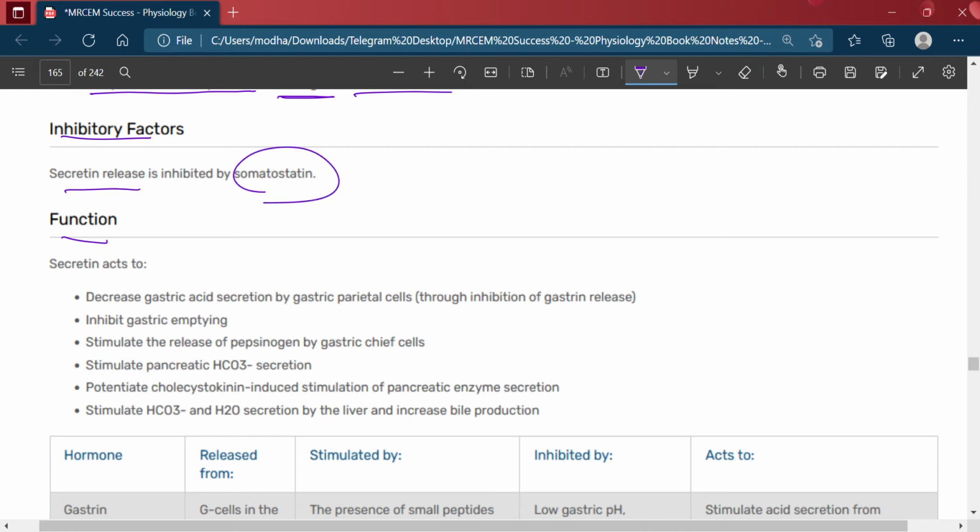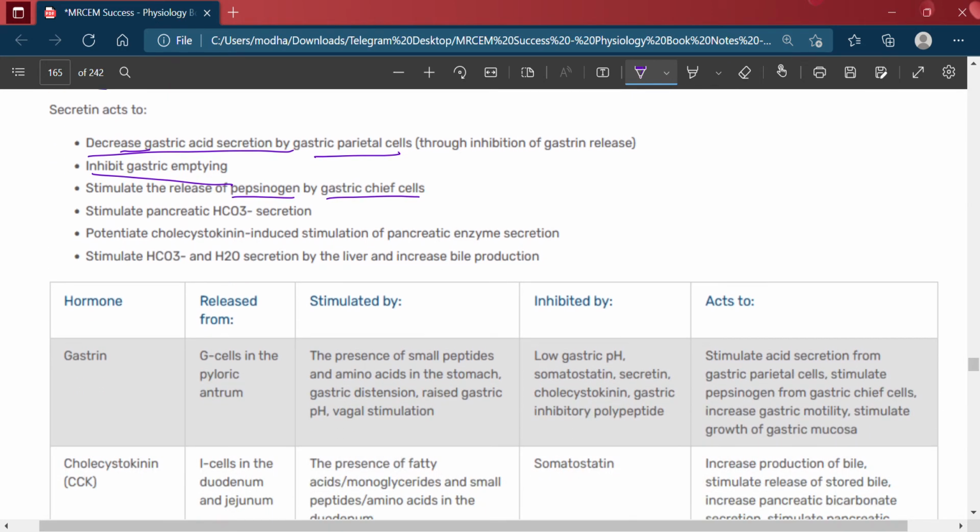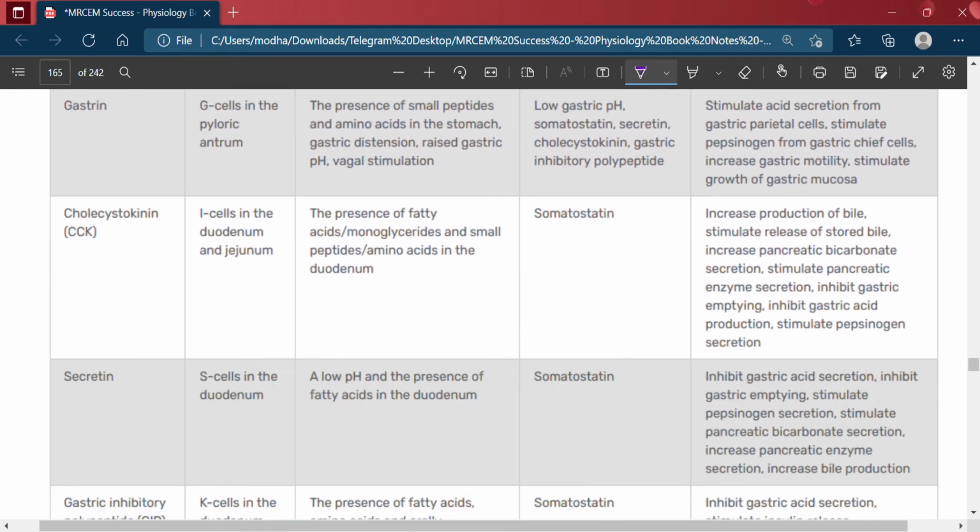Function: decrease gastric acid secretion by gastric parietal cells, inhibit gastric emptying, stimulate the release of pepsinogen by gastric chief cells, stimulate pancreatic bicarbonate secretion, potentiate cholecystokinin-induced stimulation of pancreatic enzyme secretion, and stimulate bicarbonate and water secretion by the liver and increase bile production.